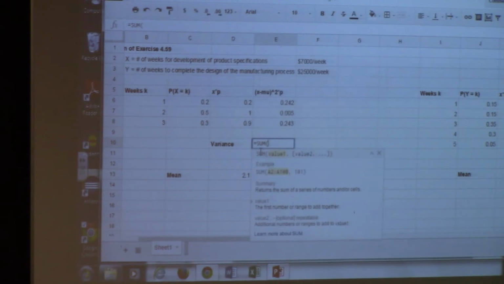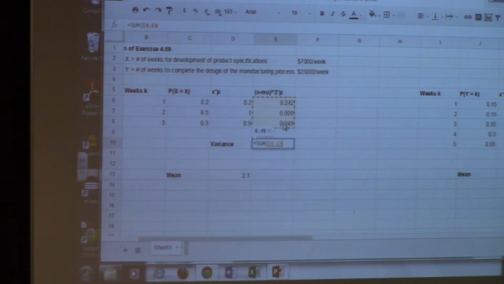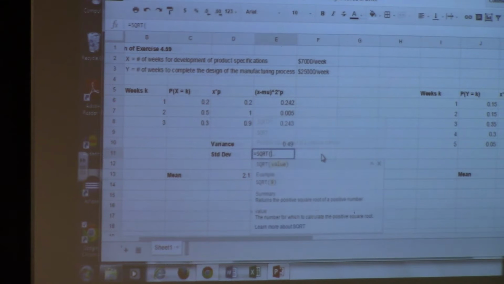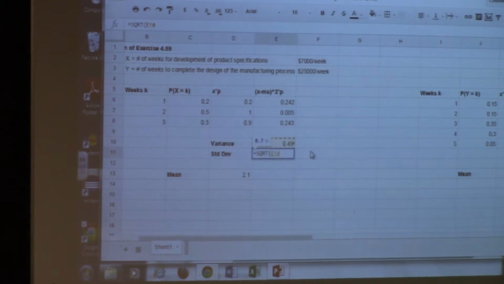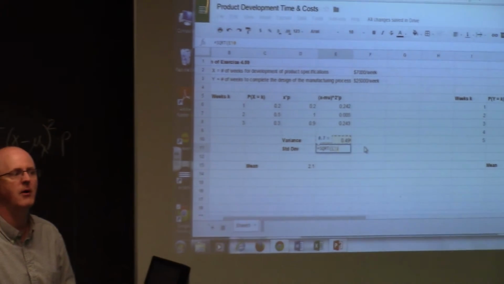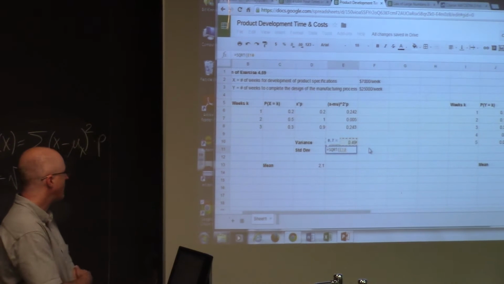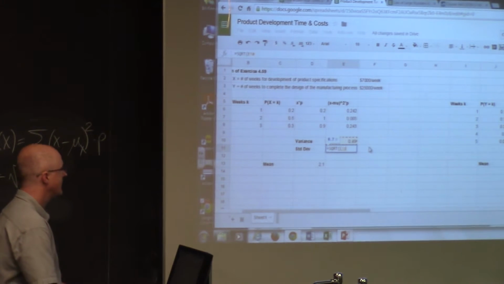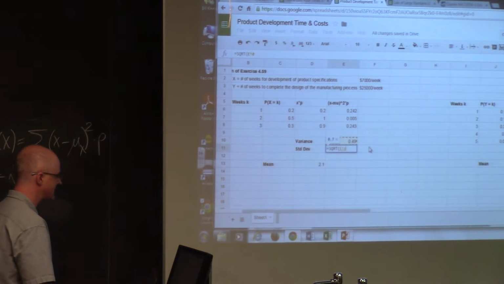Equals sum. Well, I'm just going to do it for X here instead of Y. The sum of those is going to be the variance, and then the standard deviation is the square root of that, which I can do with equals SQRT. I can also raise it to the 1/2 power as an alternative way to do a square root. Same thing on your calculator. You can use the square root button, or you can raise it to the 1/2 power to do a square root. Square root of 0.49, hey, that's kind of nice. Actually, it's exactly 0.7. This one turns out to be exactly 0.7 for the standard deviation.